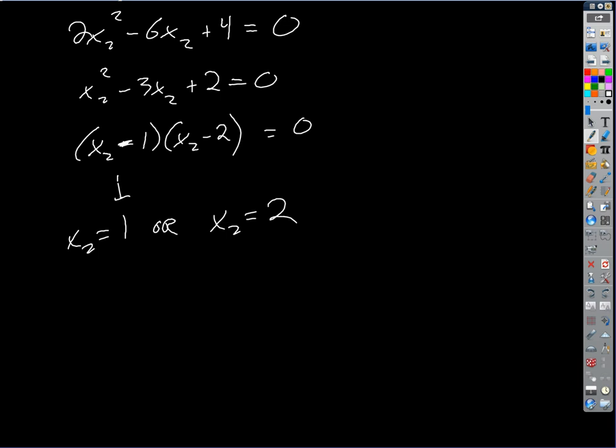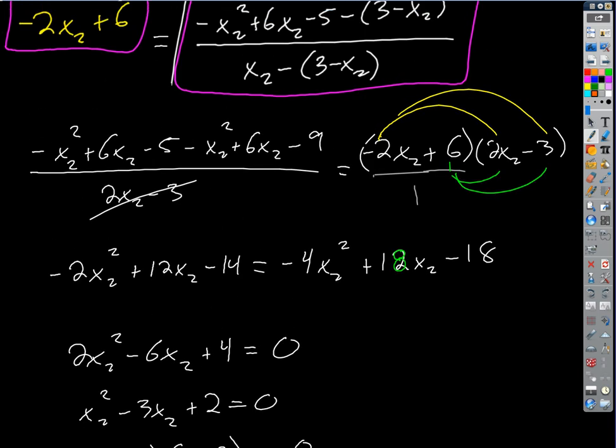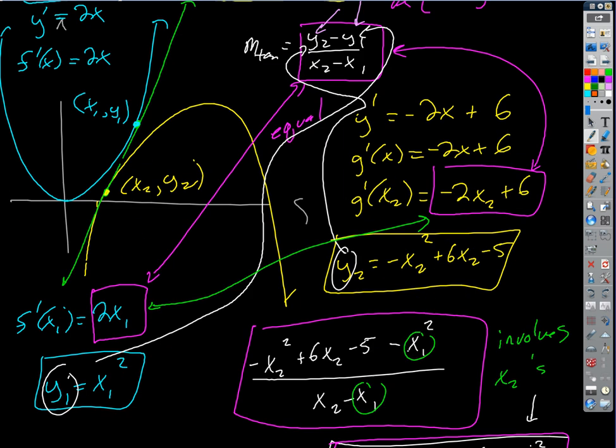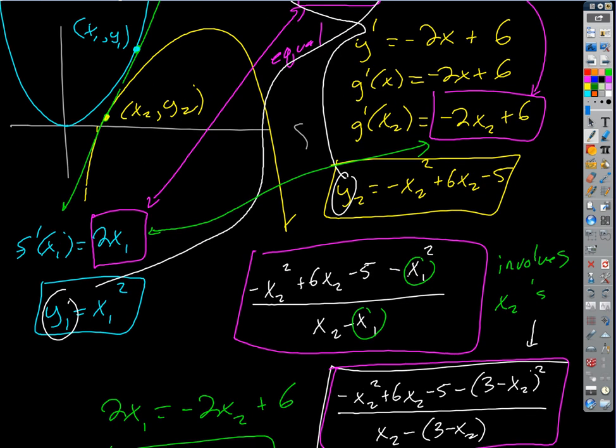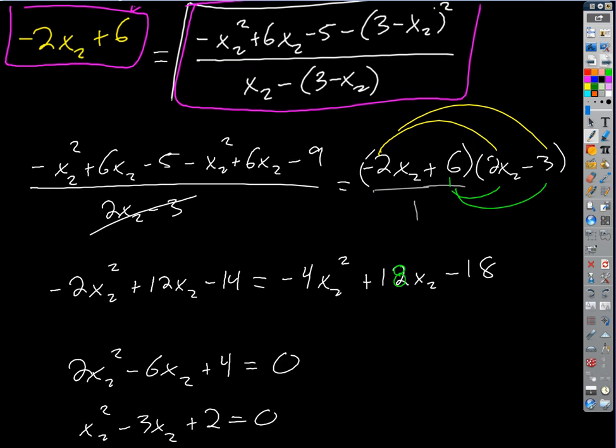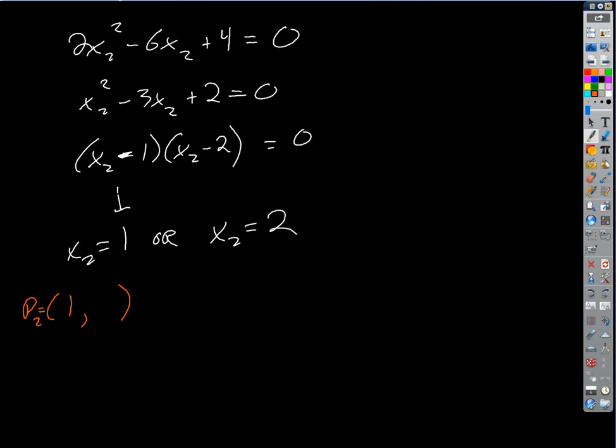So if we take x equals 1, let's figure out all the stuff that goes with it. So P2 equals 1, something. Okay, well, what's the something? We skip back to the last page real quick. x sub 2 is 1, y sub 2 is what? Go right here. So what's that going to give me? Negative 1 plus 6 is 5, minus 5 is 0. Everybody agree? So we get the point P2 is (1, 0). That's 1 point of tangency.